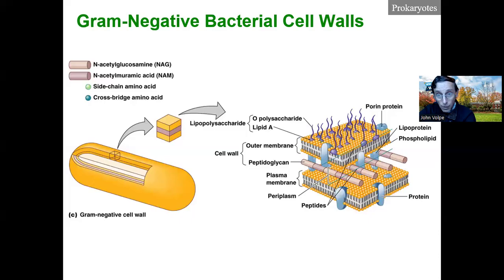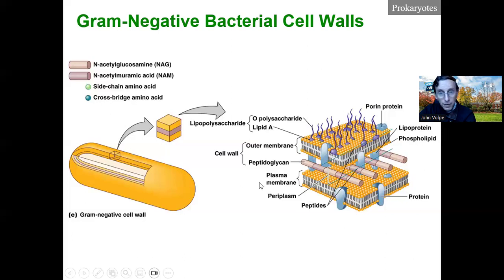Also in the cell wall, we can find a lipoprotein as well as proteins. The lipoprotein, the lipid portion of the protein, will be in the outer membrane of the cell wall and in the cell membrane. And then the protein portion will be in the peptidoglycan layer. Any question about any of that?